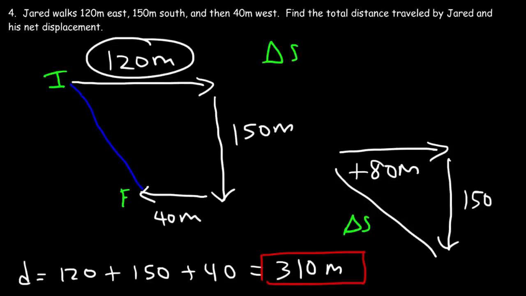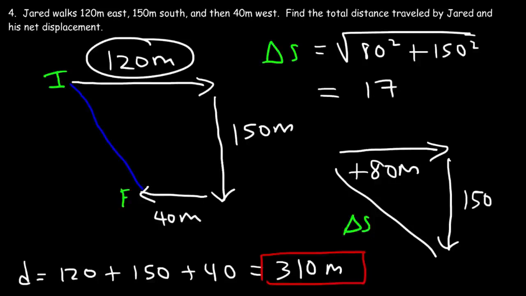So the displacement is going to be the square root of a squared plus b squared, or 80 squared plus 150 squared. So if you type that in exactly the way you see it, this should give you 170. It's based on the 8, 15, 17 right triangle. So that's the net displacement of Jared.